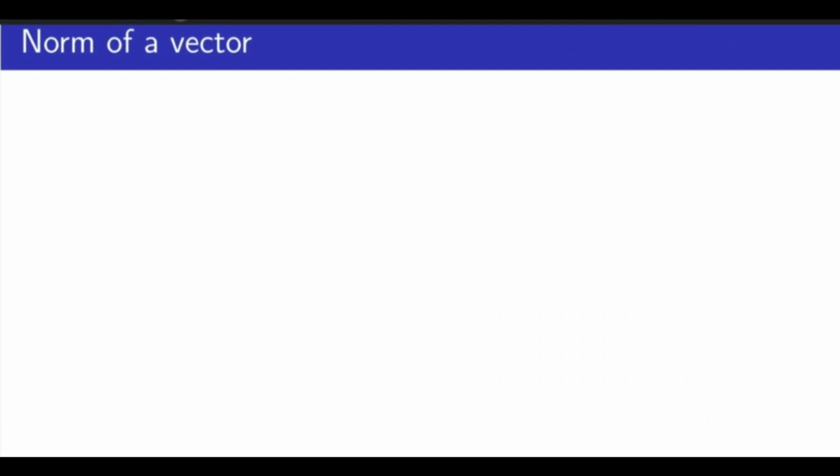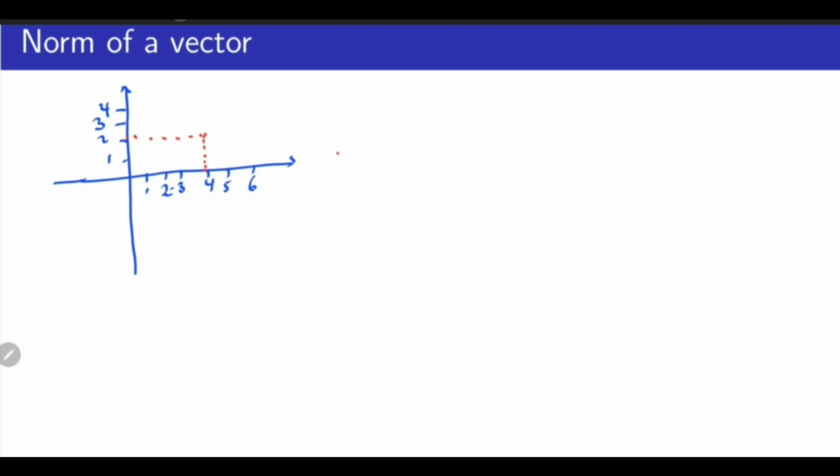Have you ever wondered how to measure the length or magnitude of a vector? That's where the norm of a vector comes in. The norm of a vector is simply its length or magnitude. So think of the norm of a vector as the distance from the origin to the point where the vector ends. For instance, in two-dimensional space, we have a vector (4, 2). Its norm is the distance from the origin, (0, 0), to (4, 2), which is this one.